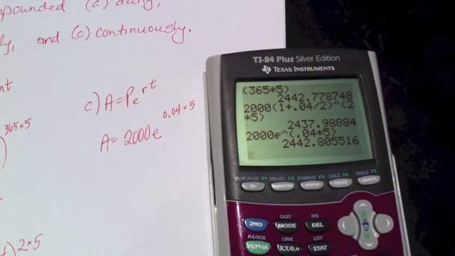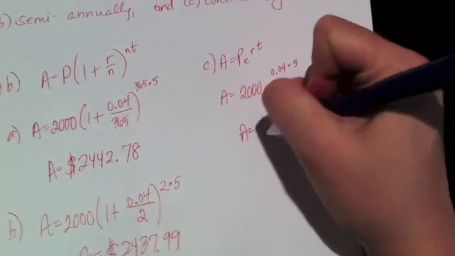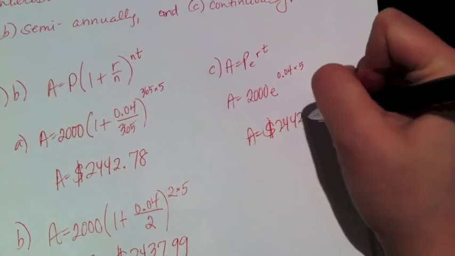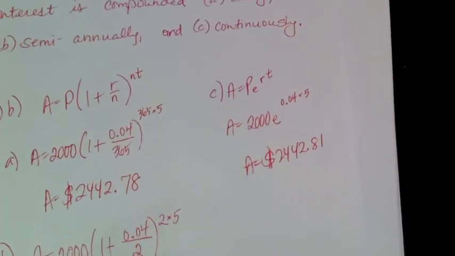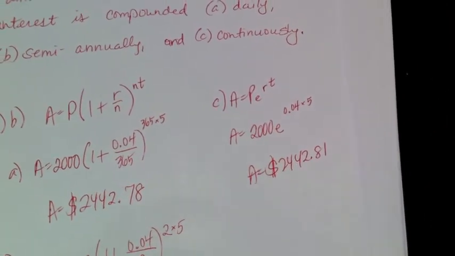And then I get 2442.81. And that's the compounding interest stuff.